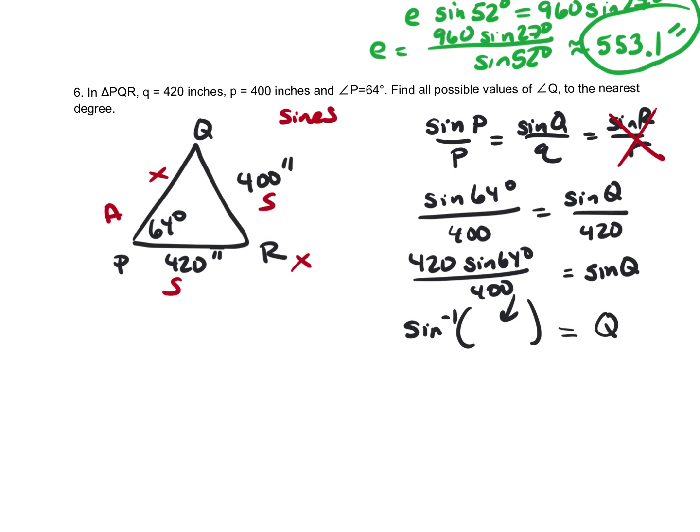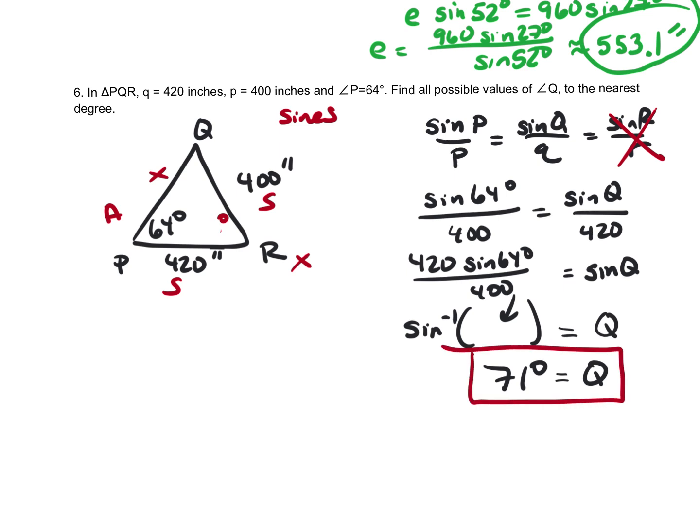Now the problem with law of sines is you can have no solution, or you can have two solutions. So let's see what we get. Inverse sine of 420 sine 64, I'm just typing this into a calculator. It gives me 70 point, and since we're going to the nearest degree, 70.6, so 71. So the question is, would 71 fit in here with 64? It absolutely would, so this is definitely a solution.